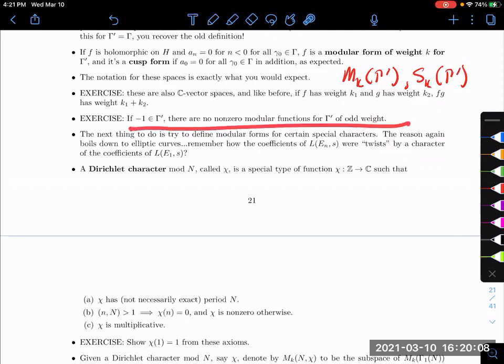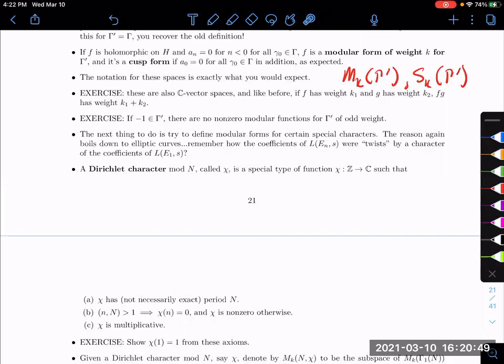One slight difference, though, is you remember there were no non-zero modular forms of odd weight for the full group. That fact is slightly tweaked when you move to subgroups. If negative the identity matrix is in your subgroup, then there are no non-zero modular functions of odd weight for that subgroup. This happens a lot of the time, so there's not much to say there. That's a very small difference, but it's worth noting. And so we have a notion now of modular forms for subgroups of SL2Z, specifically congruence subgroups of level N.